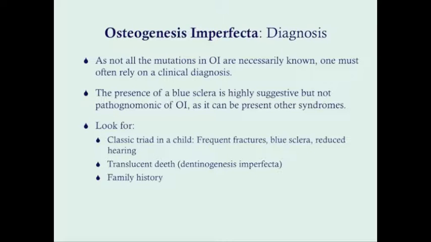What you want to look for is this classic triad, first of all, frequent fractures, not something that you're going to see necessarily in Ehlers-Danlos syndrome, blue sclera, and then reduced hearing. Translucent teeth is a very specific sign for osteogenesis imperfecta if it's in conjunction with issues with fractures and hearing. And then, of course, a family history. Remember that most of these are autosomal dominant, and of cases that you will see clinically, it's over 90%. So you should have some level of family history if you elicit it.